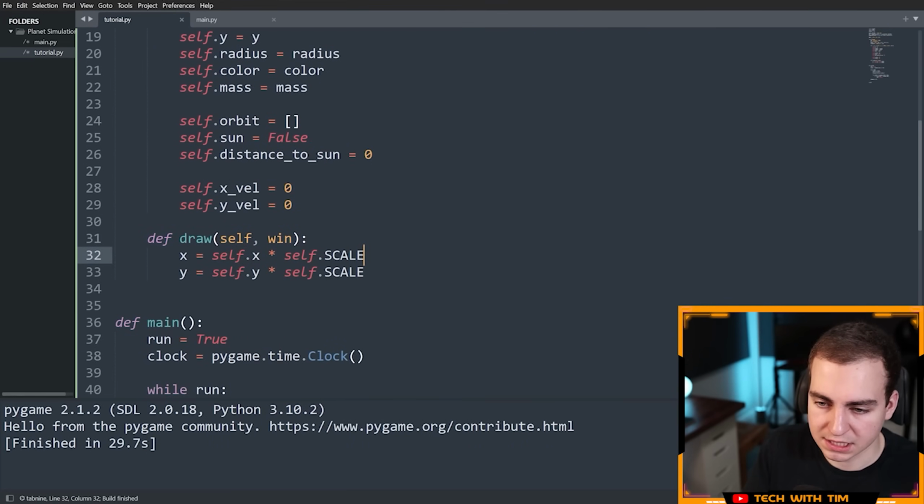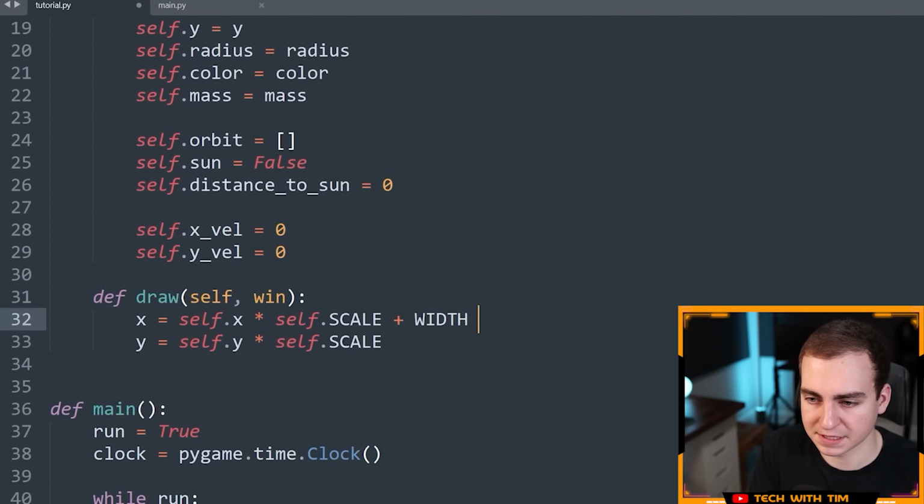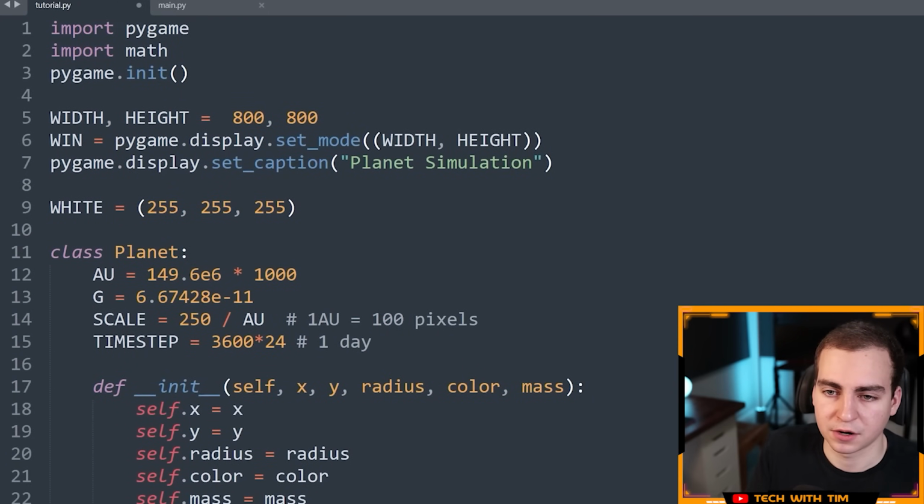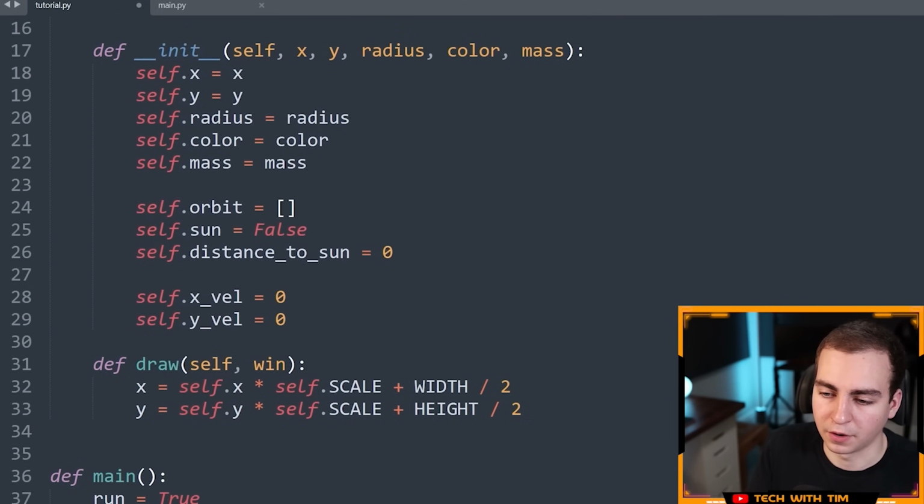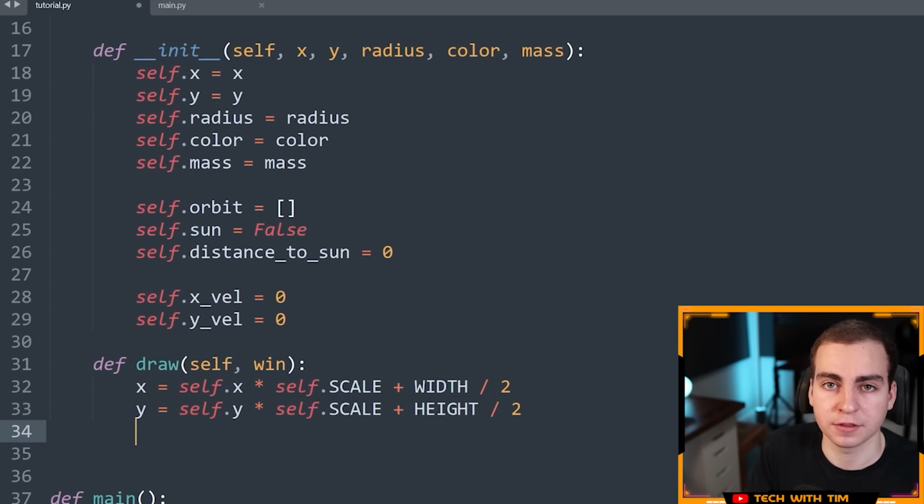But the way we do this is we say plus, and then this is going to be width over 2, and then this is going to be plus, and then this is going to be height over 2, and those values are right here. So the width and the height, we could just write 400, but I'm going to do width and height so that if we change the width and the height, this is going to update automatically. Now we have our X and Y, and now I can actually draw this onto the screen.